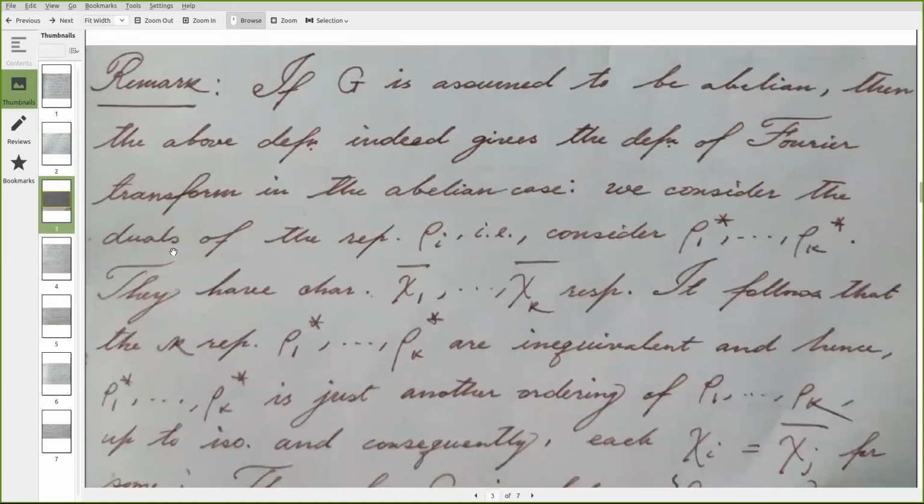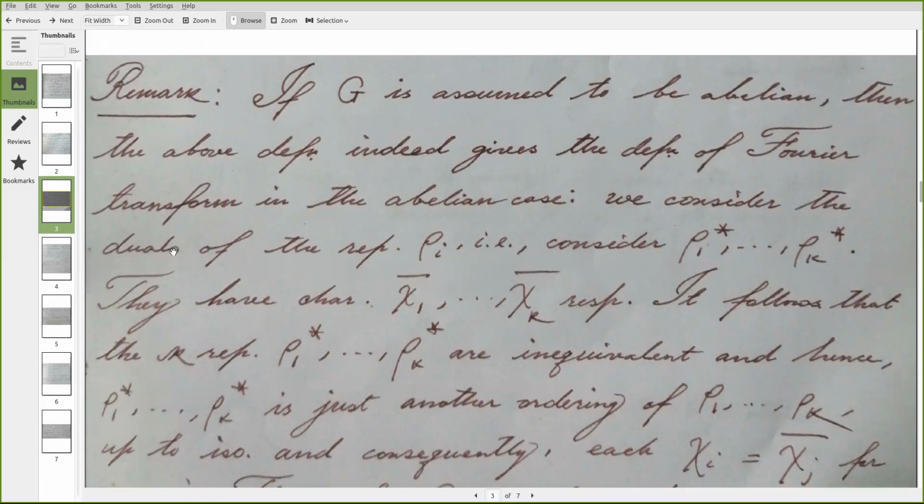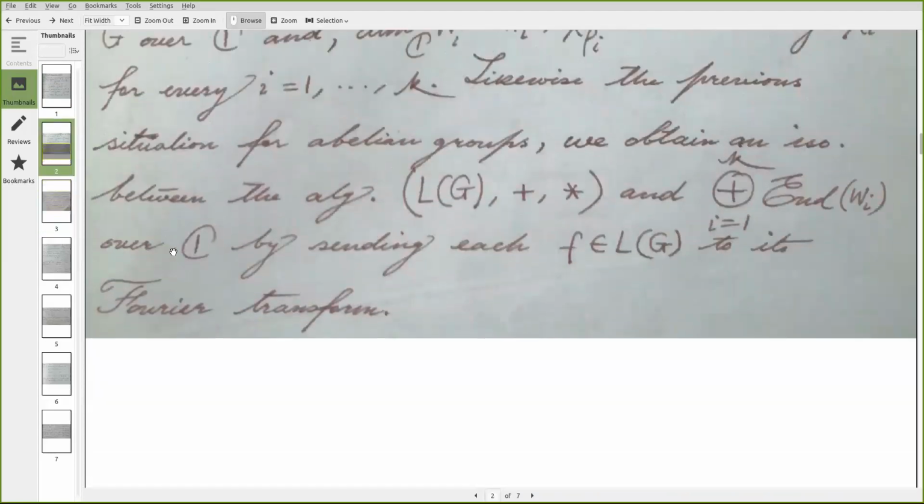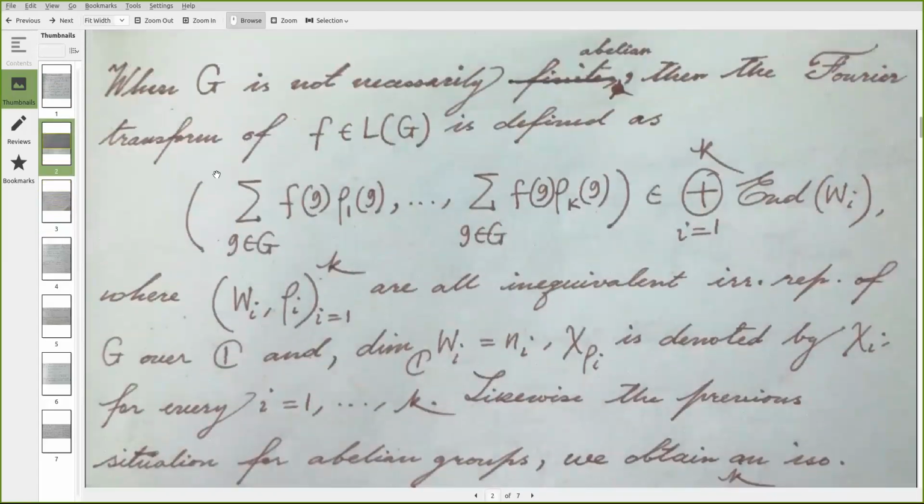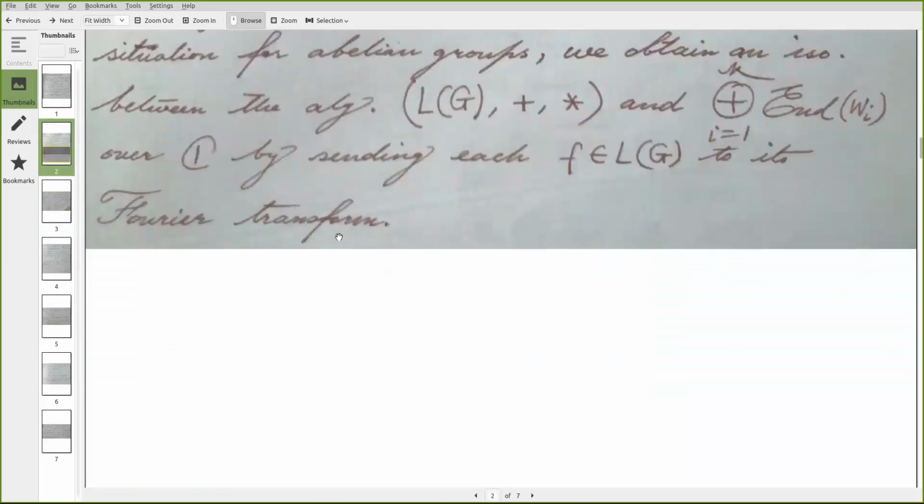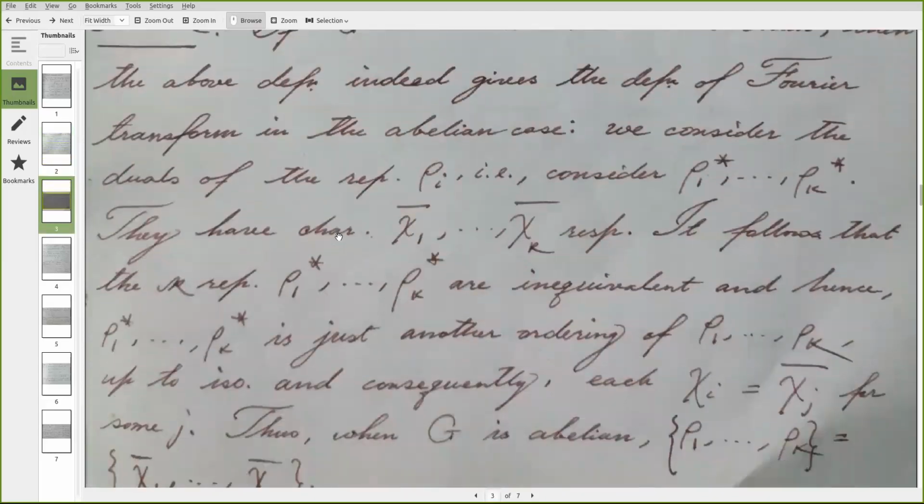Let me just quickly recall what I have done. We first recalled the definition of Fourier transform for finite abelian groups. Then we generalized it to any finite group. Then a possible point of objection was that the general definition, when specialized, does not exactly look like the previous one, but we clarified that it is actually up to some ordering of the components. So now this is okay. Let's go ahead.